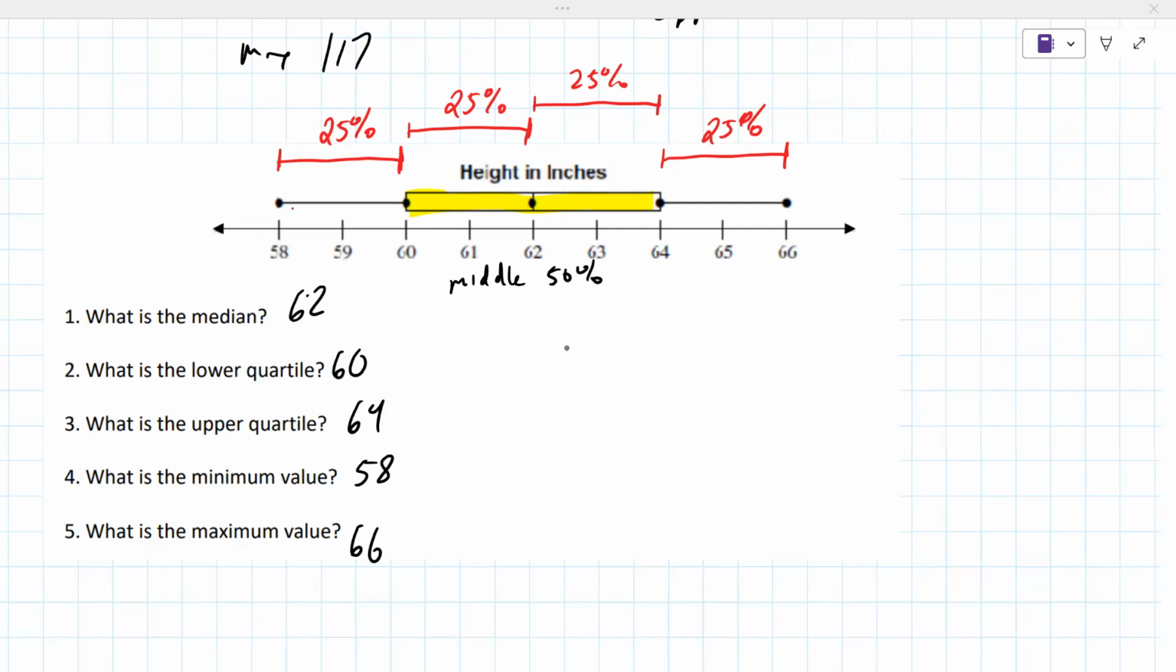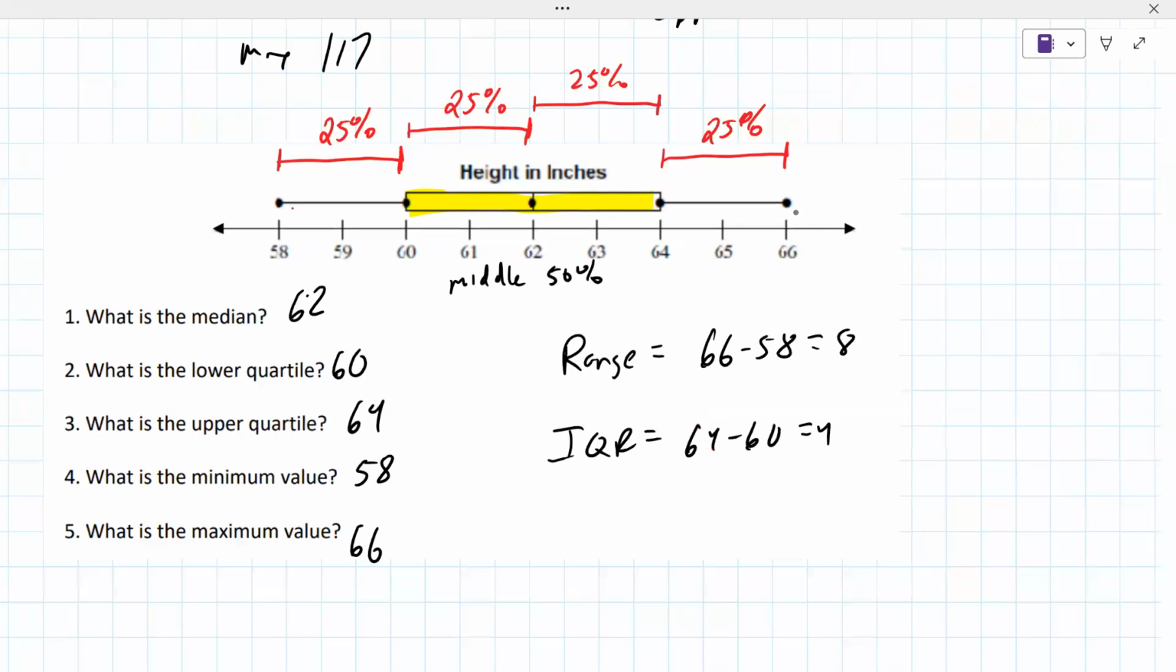All right. What would the range of this data be? Would it be 10? No, it's the max minus the min. Oh, 8. 66 minus 58 is 8. What about the IQR? What is the IQR for this one? The IQR is 4. Right, it's 64 minus 60, which is 4.